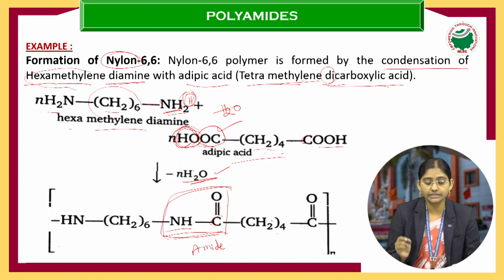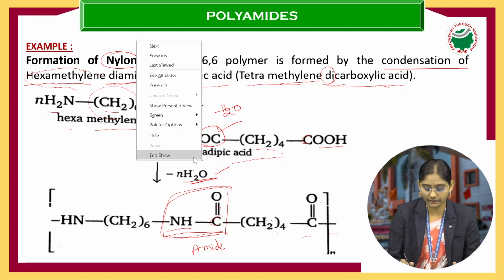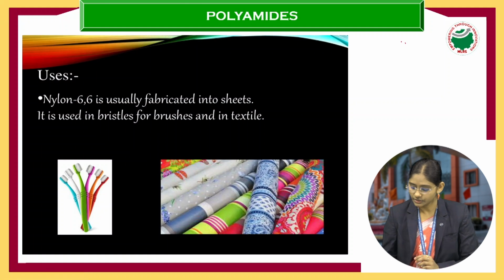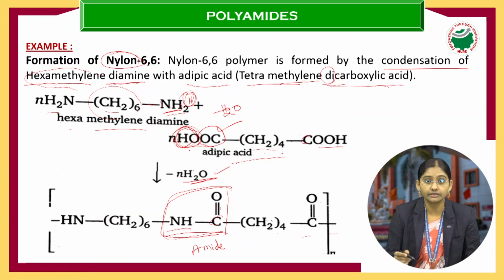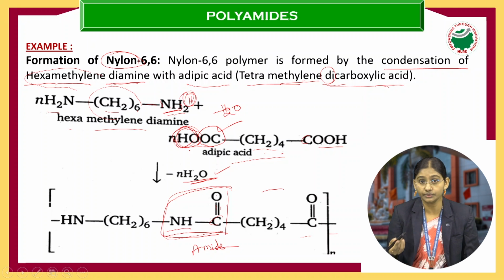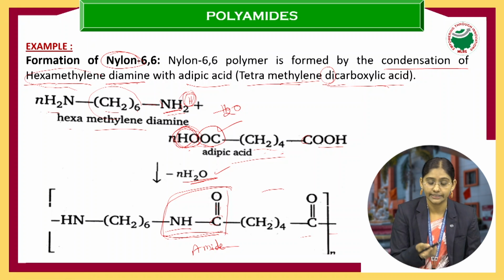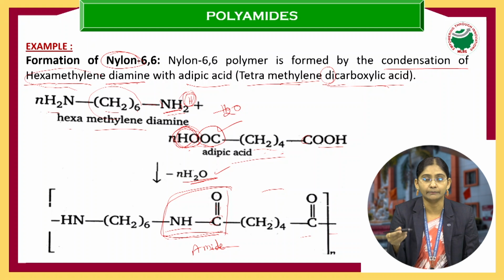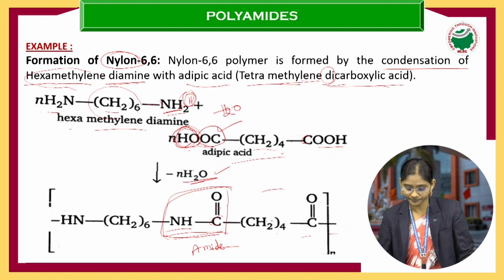So that means in this polymer chain, again hydrogen from NH2 and an OH group from carboxylic acid combine and release out. Okay, so it releases out and forms the polymer. In this polymeric chain, the repeating unit is the amide. That's why it is named as a polyamide. So the formation of nylon 6,6 comes under which class of condensation polymer? It is a polyamide.